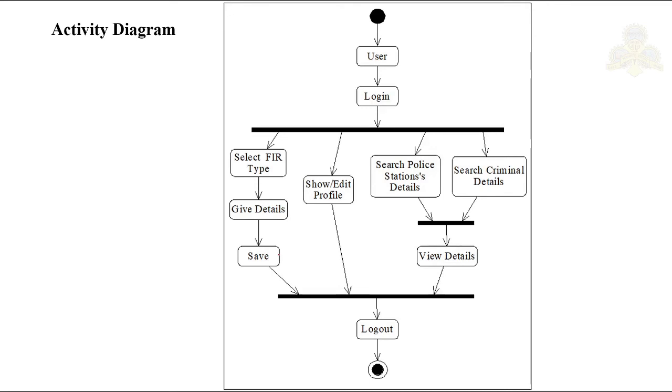So the activity diagram illustrates the flow of control in a system and refers to the steps involved in the execution of the use case. Here in the activity diagram, we say that it represents the flow of control in a system. Now, how can we draw an activity diagram for your project?